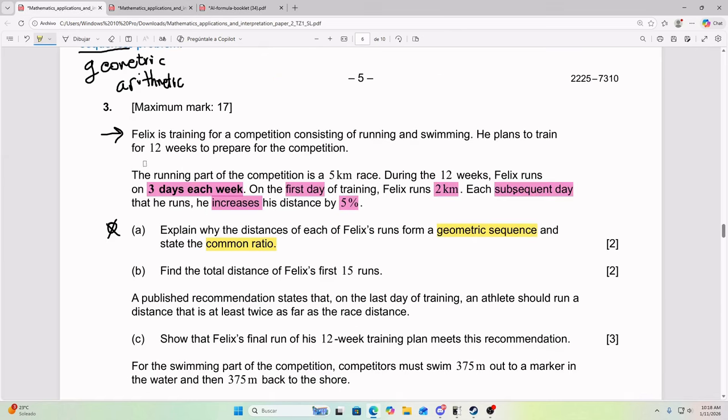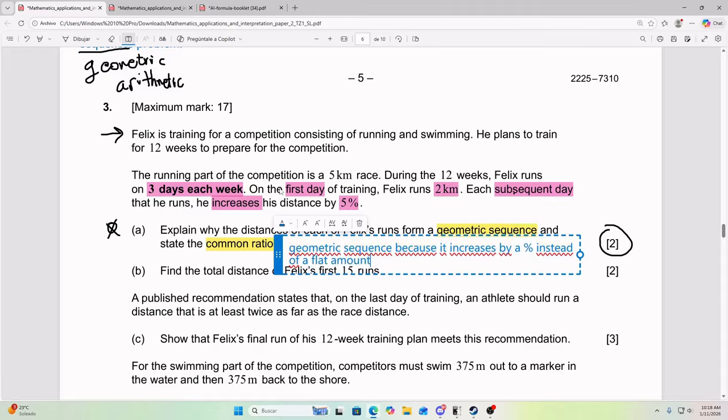Coming back to reality, part A: explain why the distances of each of Felix's runs form a geometric sequence and state the common ratio. It's worth 2 points. So one part is the geometric sequence, the other is finding the common ratio. In this case, I would say something like geometric sequence because it increases by a percent instead of a flat amount. And the other thing we can mention is that the common ratio equals 1.05.